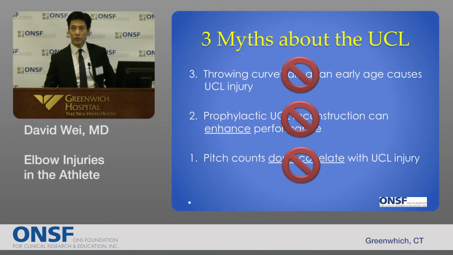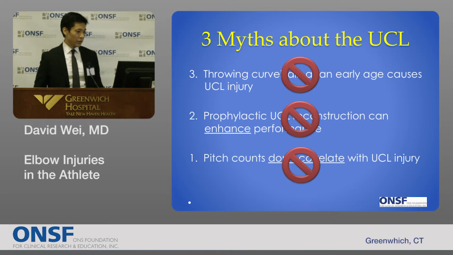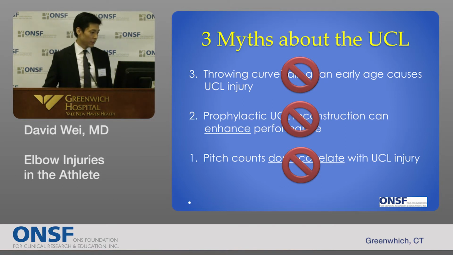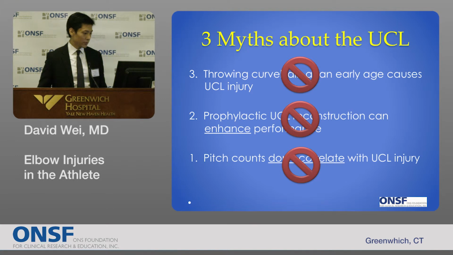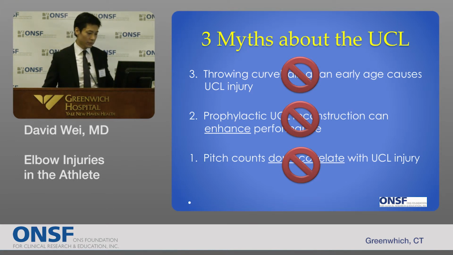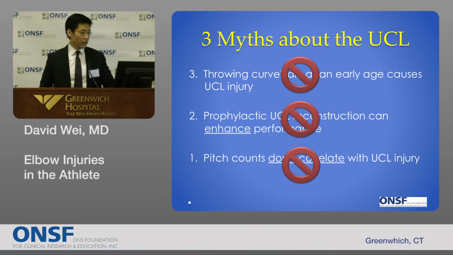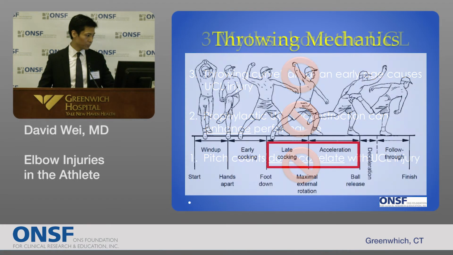So, 3 myths about the UCL or the MCL of the elbow. We'll start with number 3: throwing curved balls at an early age causes this type of injury. Number 2, prophylactic UCL reconstruction can enhance performance. And finally, pitch counts don't correlate with UCL injury. And over time, we've actually proven that each of these is false. Curved balls really are not the reason why you have UCL injuries. Having a UCL reconstruction or a Tommy John reconstruction really doesn't enhance your performance. And finally, pitch counts are really key to the reason why you have injuries to this ligament.